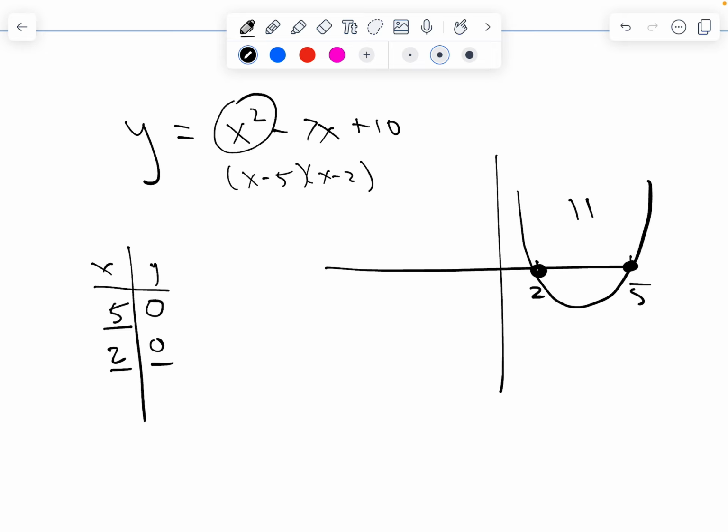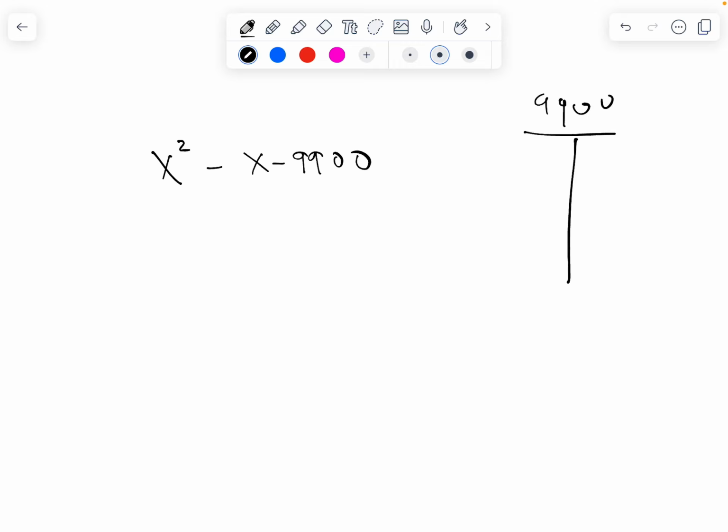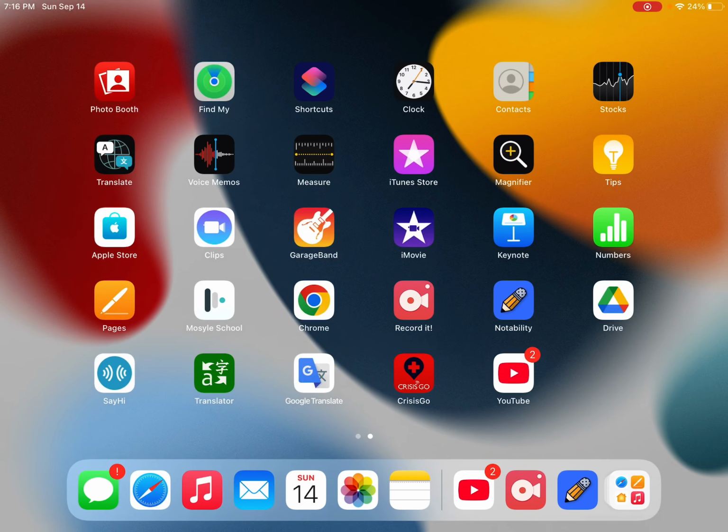Okay, so that means that we can use this as kind of a shortcut in factoring really tricky things. So for example, if you had to factor something like this, x squared minus x minus 9900, you're thinking, well, that's going to take a long time. You have to write all the factors of this and go on and on and on. You can actually just graph it. And if you graph this, let's actually go over to Desmos and try this out.